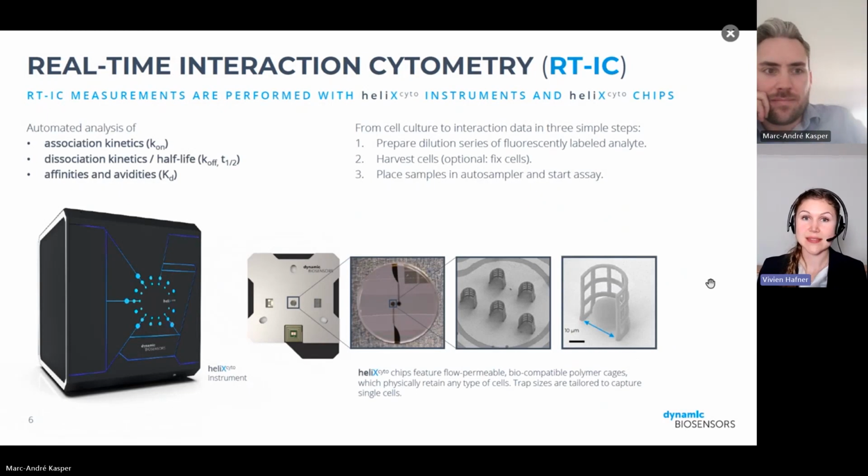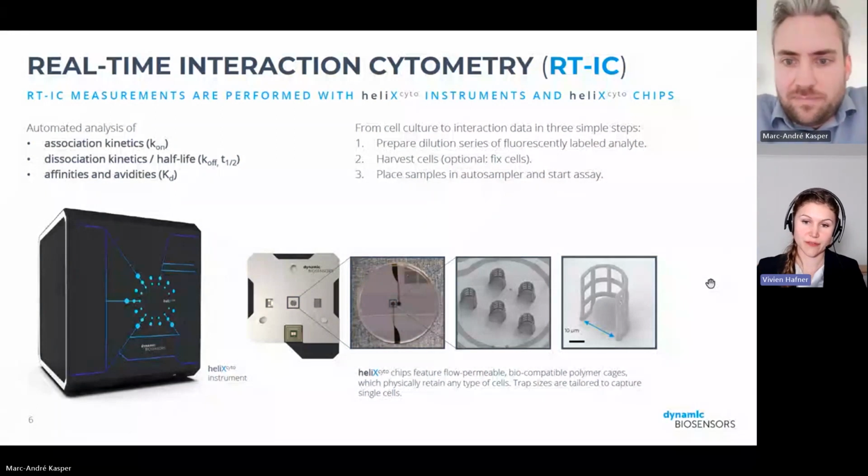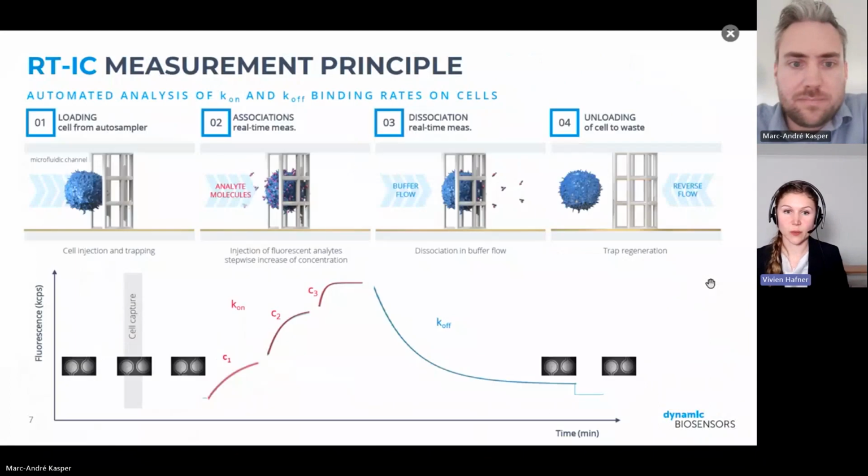It's a chip-based method. So you see the chips in this image, and on the chips we have these tiny cell traps. These are polymer cages which are biocompatible, and they allow us to trap single cells, living or fixed, adherent or suspension cells, on the surface of a chip. And on the next slide, you can see the typical workflow.